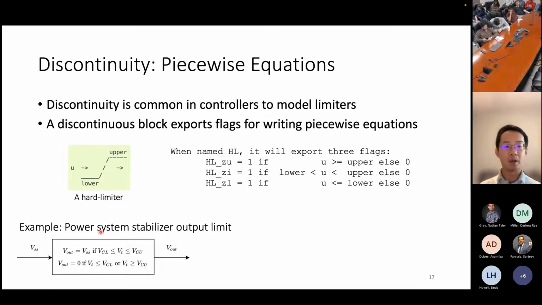As an example, a power system stabilizer usually has an output limiter to check whether the voltage is within the limit.